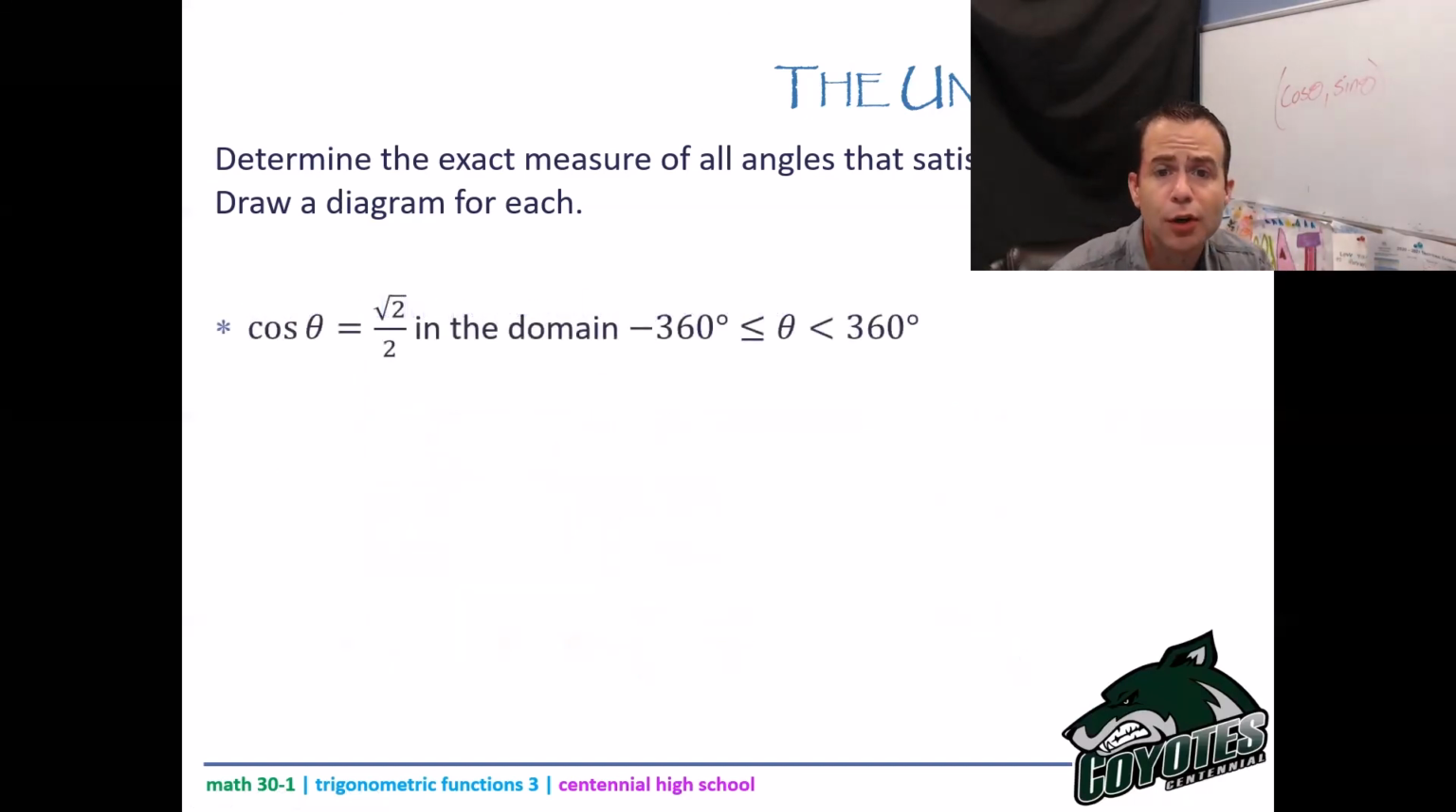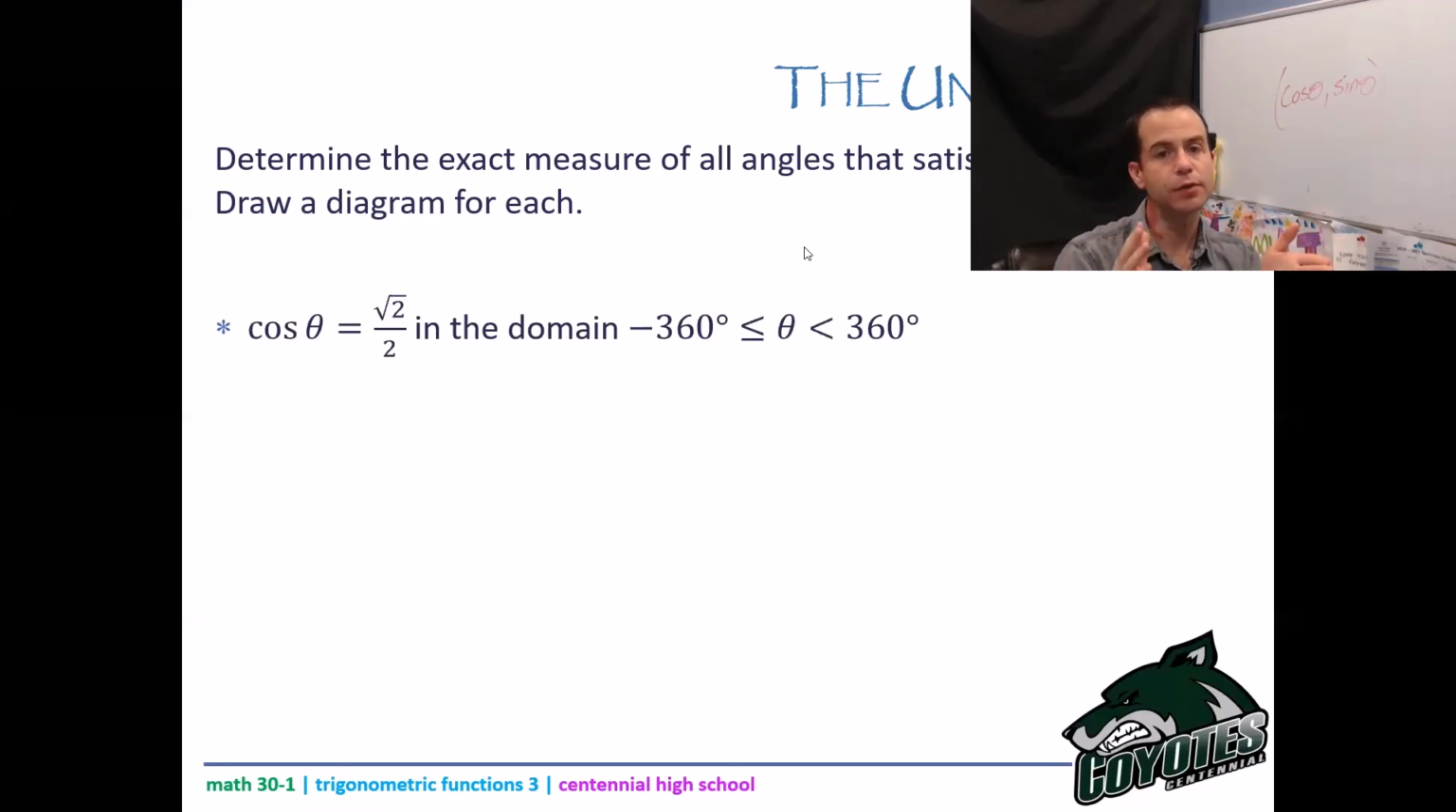Okay. Cos of theta is root 2 over 2 in the domain negative 360 to 360. So now I've gone beyond just one complete spin of a unit circle. That's fine. All I need you to do is pretend that you are in just 0 to 360. Always do these questions pretending you're 0 to 360 and then add in coterminal angles that match your domain.